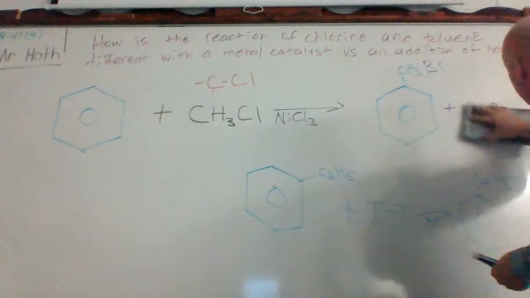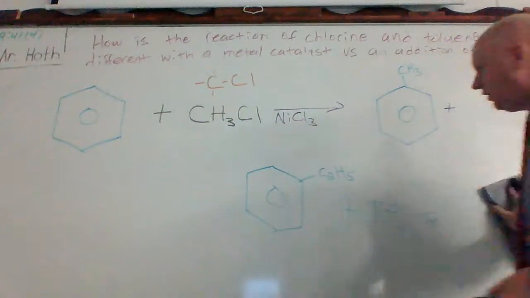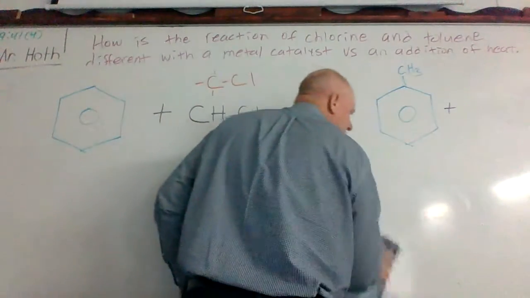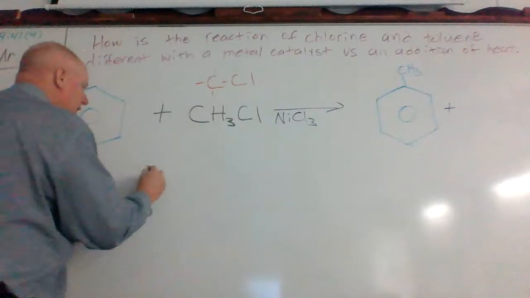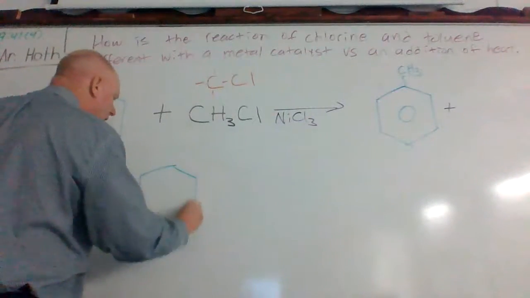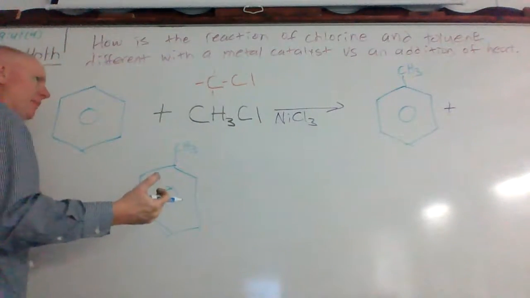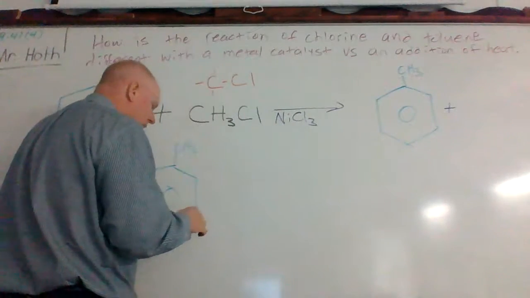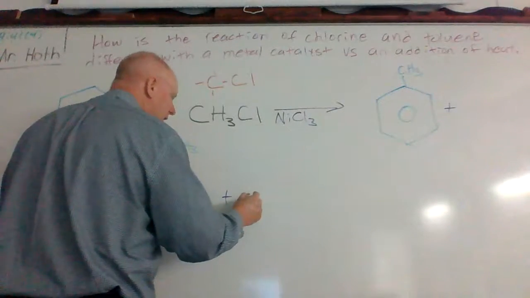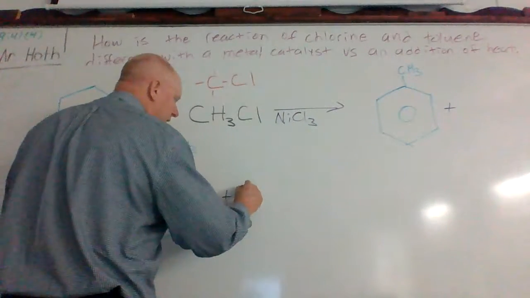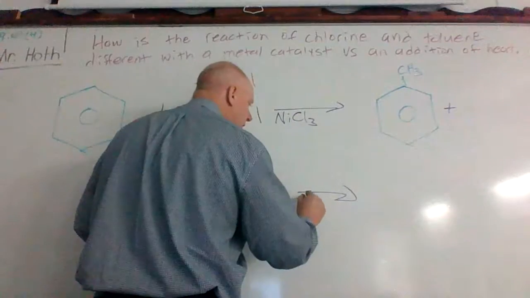Now, if we have our toluene and instead of adding heat, we're going to add another metal catalyst. And let's just, for argument's sake, say we've got our toluene here. Again, in our previous example, we added heat. Now we're going to use a metal catalyst, and we have already illustrated that. So let's go ahead and add some, well, just chlorine is fine. And again, some nickel chloride.